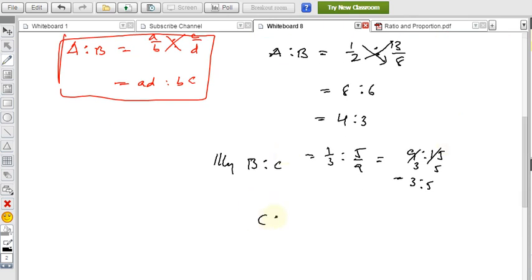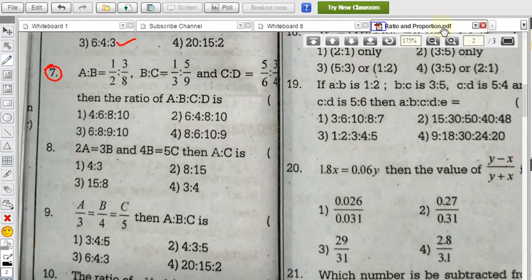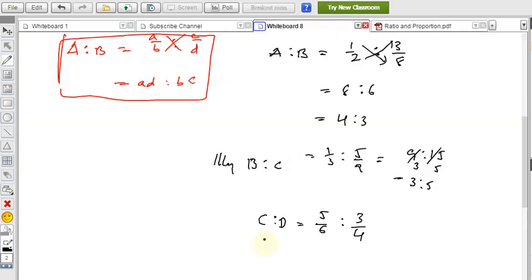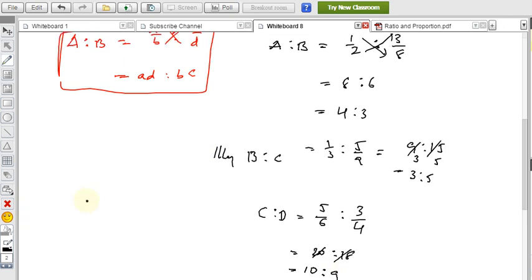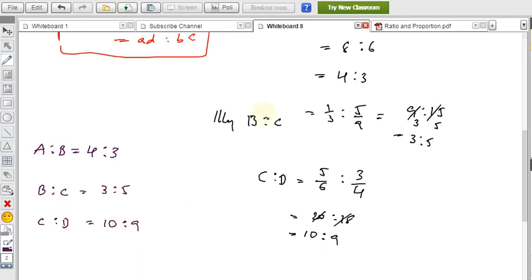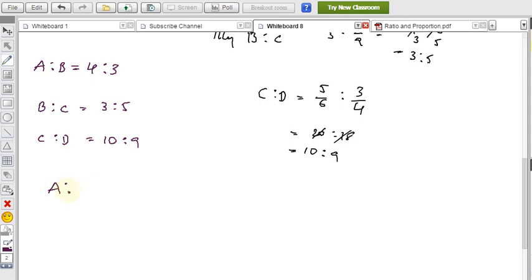Then C to D is also given. C is to D is 5 by 6 is to 3 by 4. Same, 5 by 6, 3 by 4. Cross multiplying, 20 is to 18. If you eliminate 2, 10 is to 9. Now finally what we got: A is to B is 4 is to 3. So this is the result now. Up to here, A is to B is equal to 4 is to 3, B is to C is equal to 3 is to 5, and C is to D is 10 is to 9. Now we need A is to B is to C is to D. So you remember the formula, right?